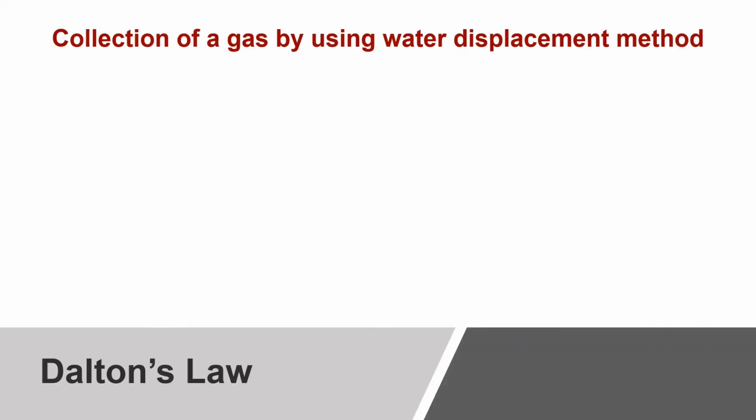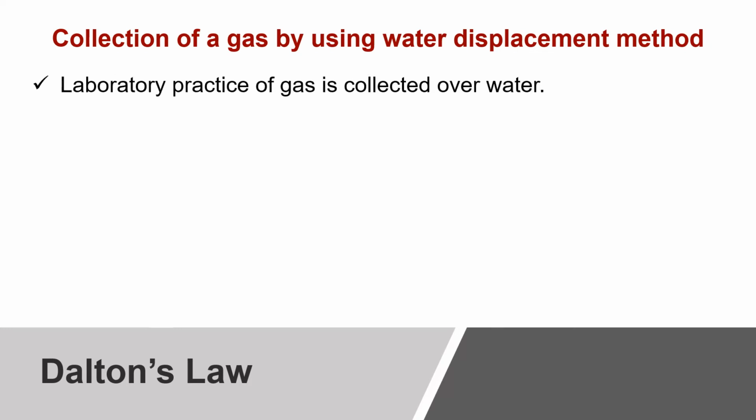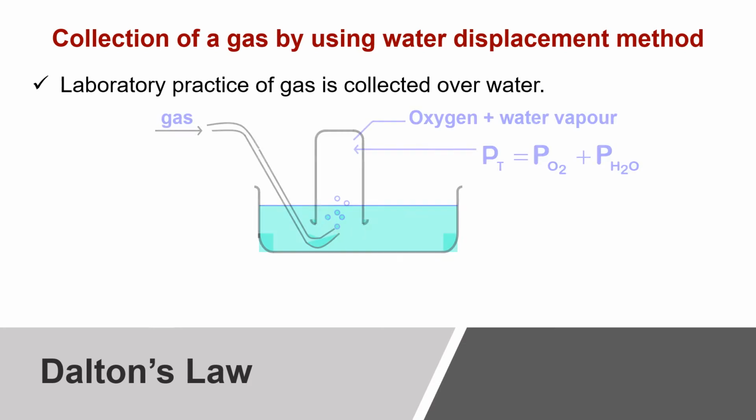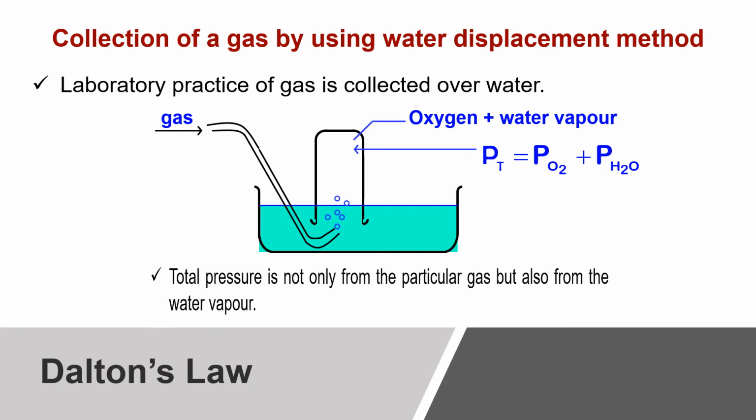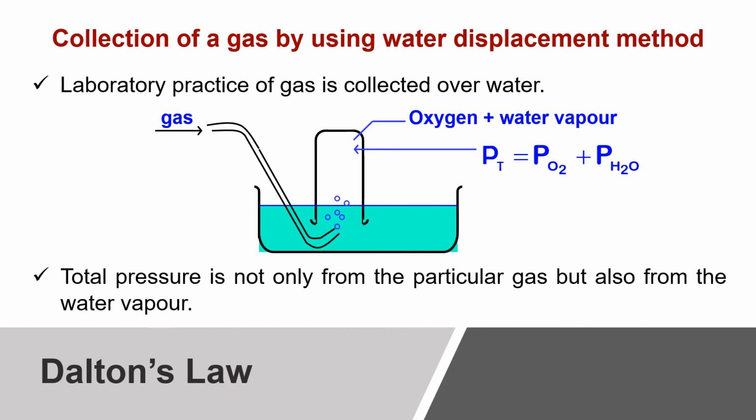How to collect a gas by using the water displacement method. In laboratory practice, a gas can be collected over water. When the gas is passed into water, the gas will be released and trapped in the flask. When the gas is released and collides with the water molecules at the surface of the liquid, it will cause water vapor to escape. Thus, the total pressure is not only from the particular gas but also from the water vapor.